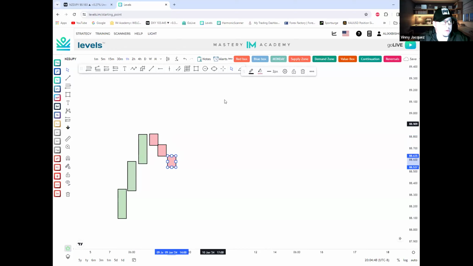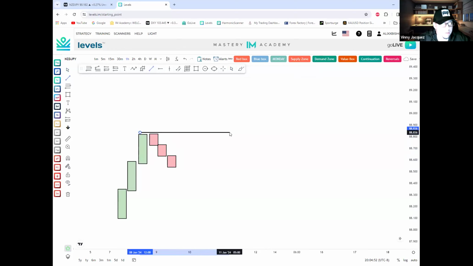So, boom, as market pulls back, we know in order to get a BOS continuation, market needs to break above that, right? All we have right now is higher high, higher low, and we need another bullish rally to break above and give me that BOS continuation move.